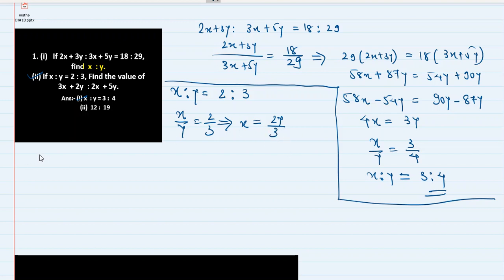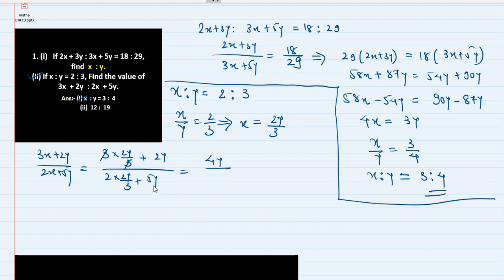Now we have to find the value of 3x plus 2y upon 2x plus 5y. So what we'll do, wherever there is x, we'll put 2y by 3. So 3 into 2y by 3 plus 2y, the whole upon 2 into 2y by 3 plus 5y. Okay, so 3 will get cancelled. 2y plus 2y is 4y, and here we are going to get 4y by 3 plus 5y by 1. See, I'll just write over here 4y by 3 plus 5y by 1.